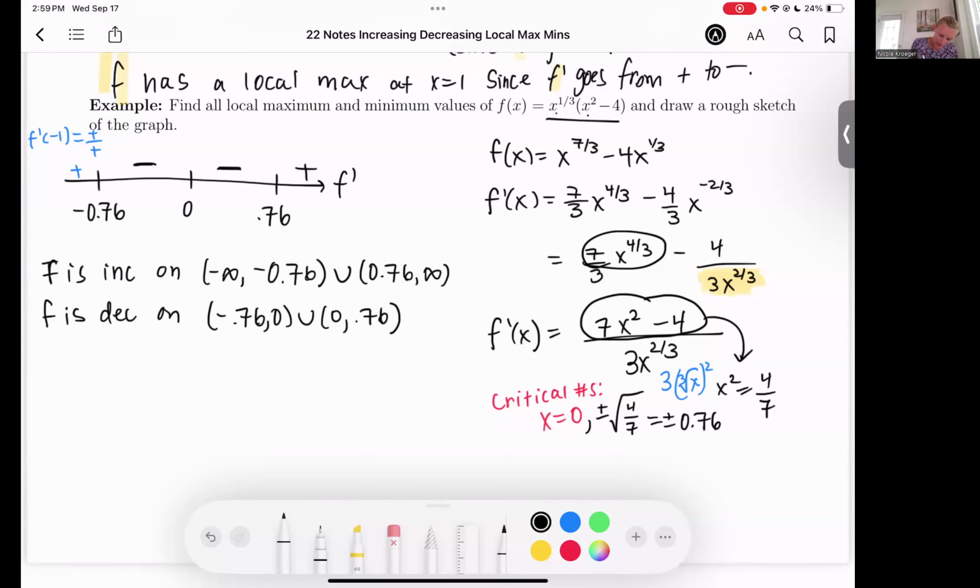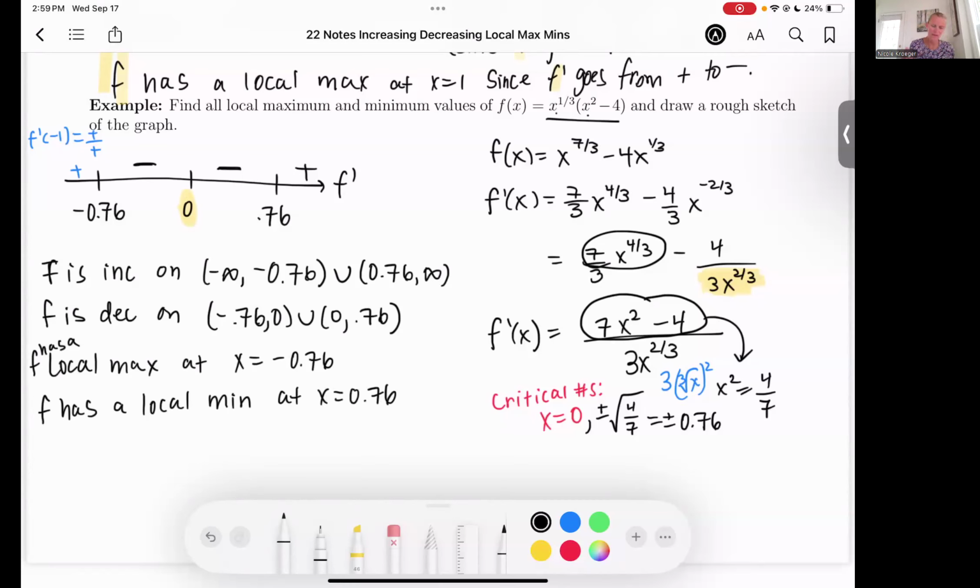Okay. We're going to have a local max. So f has a local max at x equals -0.76, since the derivative goes from positive to negative there. We don't have a max or a min at x equals 0 because the sign of f prime does not change there. And then f will have a local min at x equals 0.76 since f prime goes from negative to positive there.